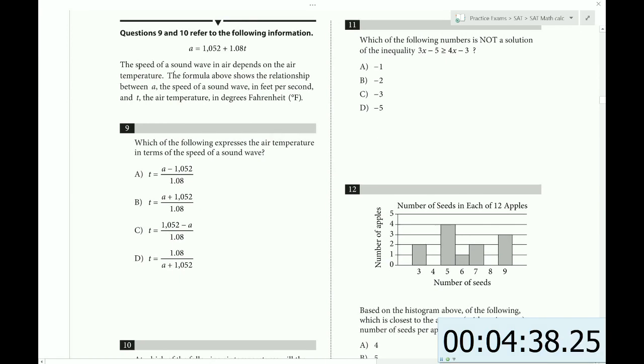All right, the speed of sound in a wave is given by this equation, probably. Which of the following expresses the air temperature in terms of the speed of sound? So they want you to isolate for T. Solve for T.